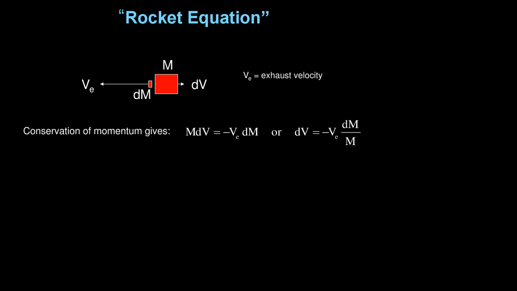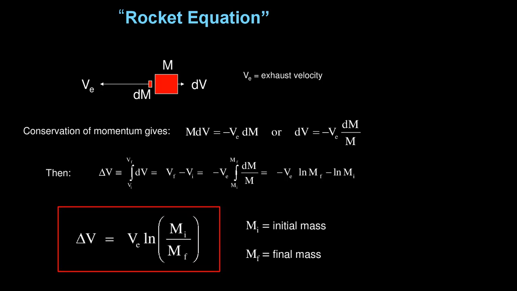Now, if I go back to the conservation of momentum, the equation we had before, this time, instead of differentiating, I want to integrate it. So I integrate from some initial velocity to a final velocity, which means taking the mass from some initial mass to some final mass. And if I do that integral, I get this equation: the change in velocity, the difference between the final and initial velocity, just turns out to be the exhaust velocity times the log of the ratio of the initial mass to the final mass. And that is the rocket equation. Because it comes from the conservation of momentum, it's a fundamental limit, and that's part of what makes it so important.